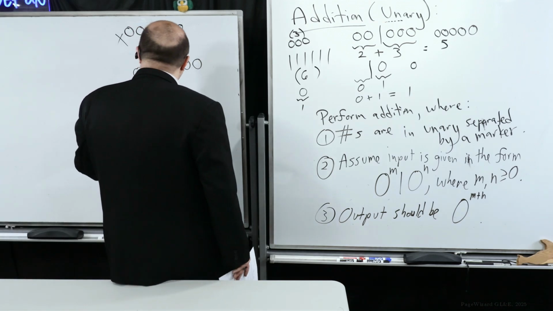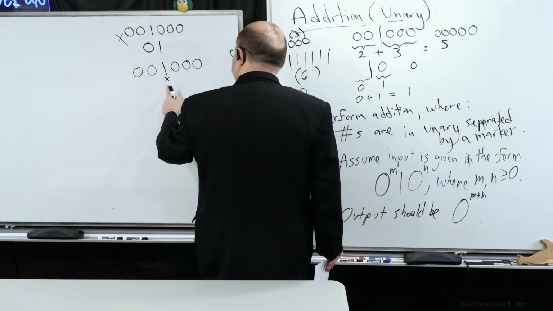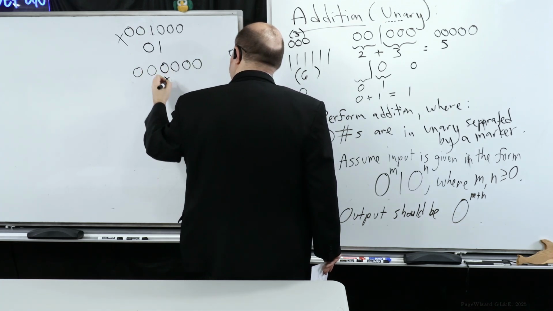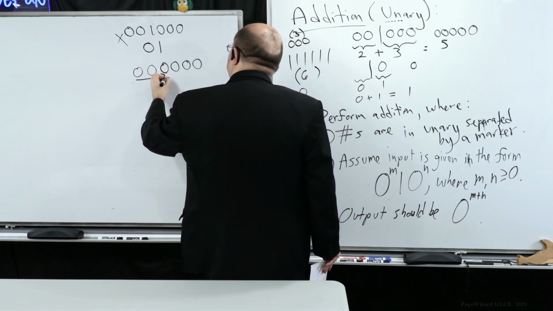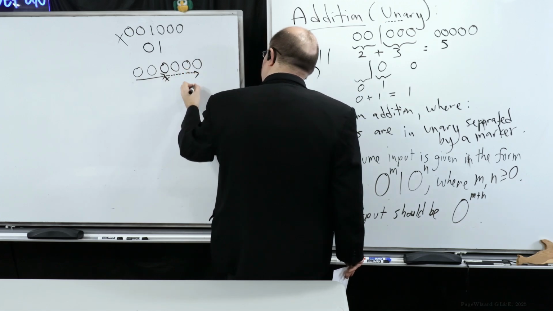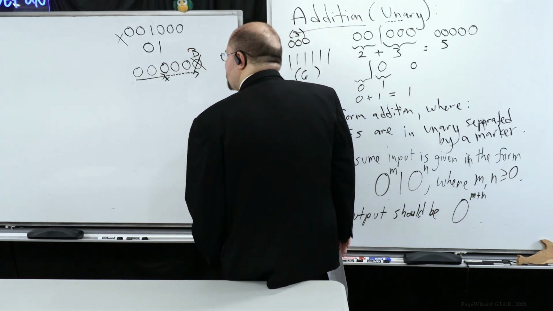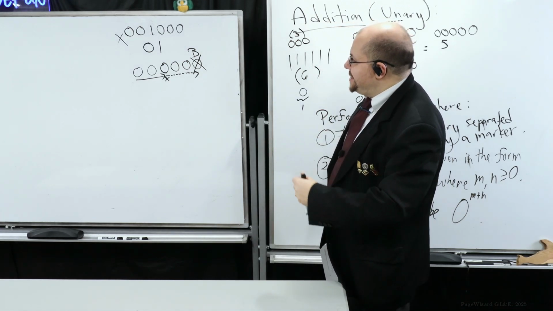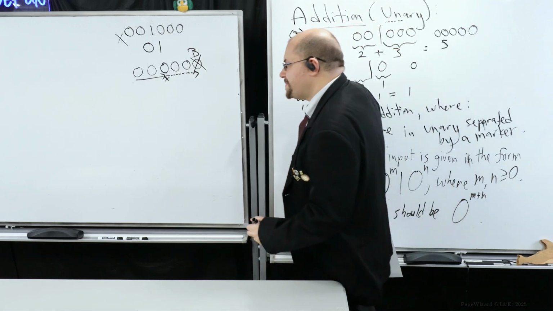So let's see what that would look like here. I would search for a 1. I find the 1. I change it to a 0. Then I look for the last 0 by going right. And then I turn it into a blank. Interesting, right? So notice that this seems to work for this particular example.